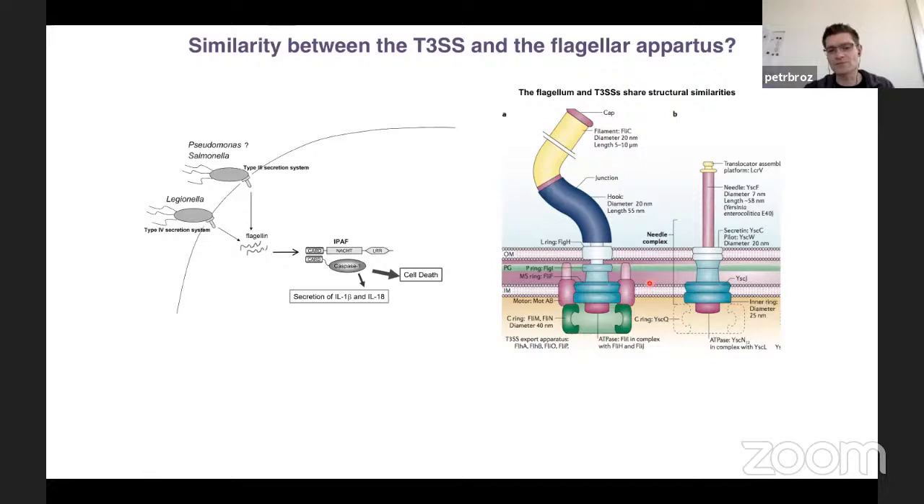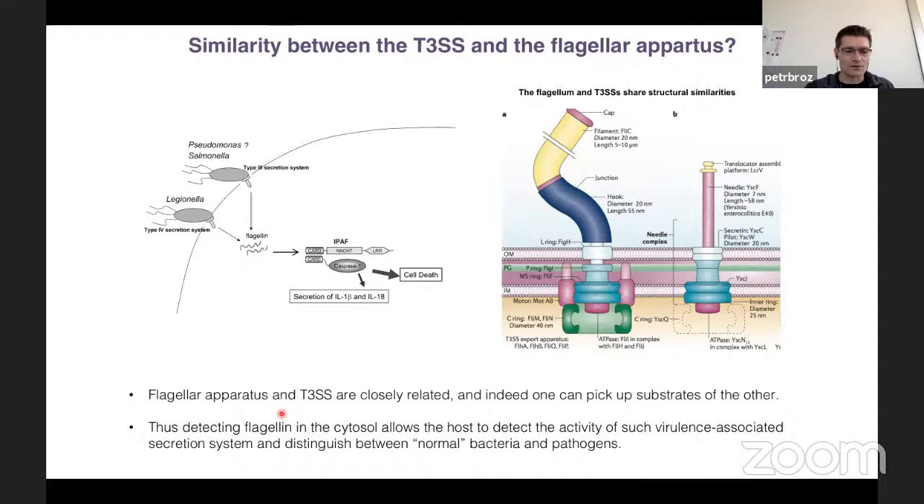So that's why sometimes the flagellin protein that is building this flagellum is picked up by this and delivered accidentally into host cells, and that would activate IPAF. So that's the theory that one has on how flagellin actually ends up being in the cytosol of host cells. So flagellum apparatus and type 3 are closely related and can pick up substrates of each other. What is also nice about this is that only bacterial pathogens use this type of secretion system. A commensal normally doesn't manipulate its host cells, so it doesn't use any type of secretion apparatus. So it's a way to detect a bacterium based on its pathogenic activity because it uses these types of secretion systems.